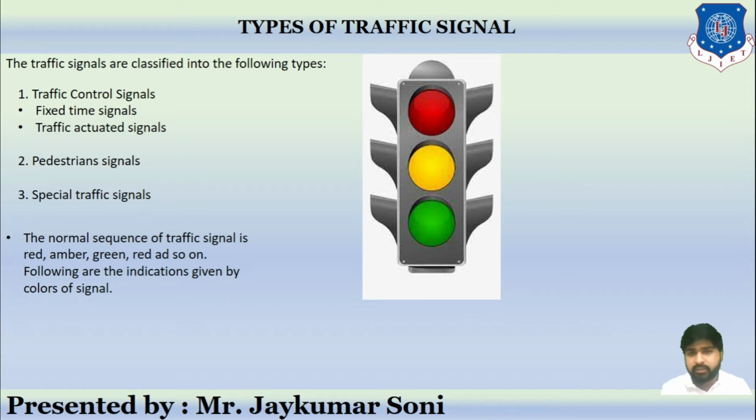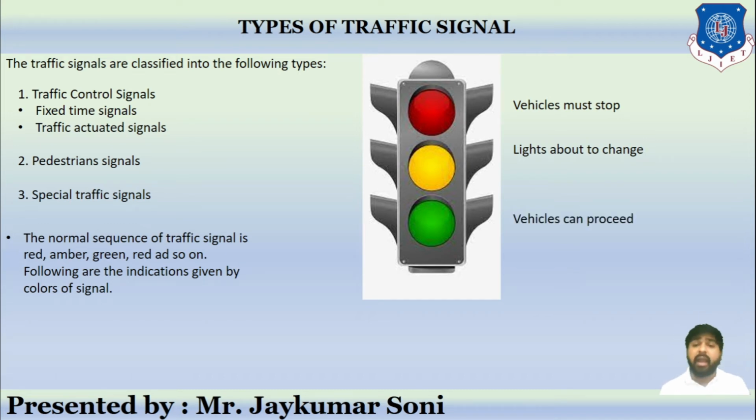See, we all know the normal sequence, you can see this is the signal sequence, that the normal sequence of the traffic signal is red, amber, this is not yellow, it is called amber, and then it is green, and then it is red again. This is how it works. And the indications given by the traffic signal are that red indicates that the vehicles must stop. Whenever the red signal is there, vehicles have to stop. Then amber means lights are about to change, it will be converted into green, so it indicates that you can now start your vehicle in order to proceed. And when the green light is there, the vehicles are instructed with the help of the signal to proceed from their location. So this is about the types of signal.